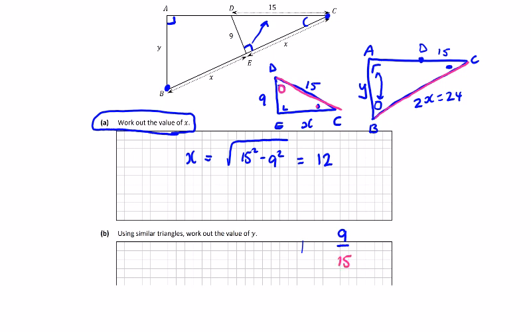So 9 over 15 will be equal to right angle to circle, which is my y, over dot to circle, which is my 24. So 15y is equal to 9 by 24, 216. So y is equal to 216 over 15. So y is equal to 14.4.